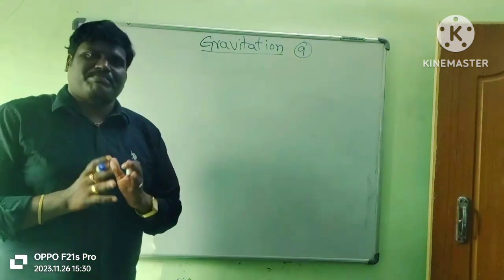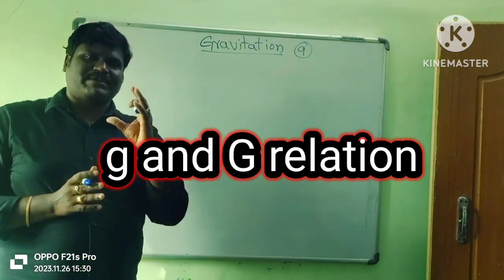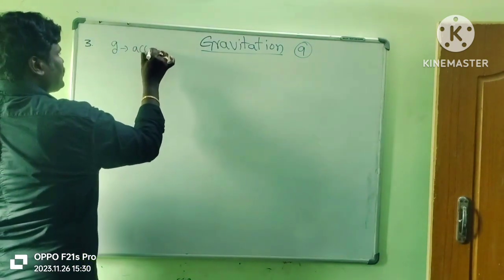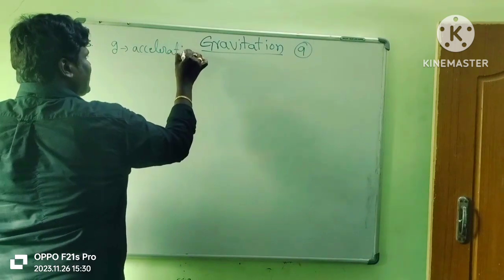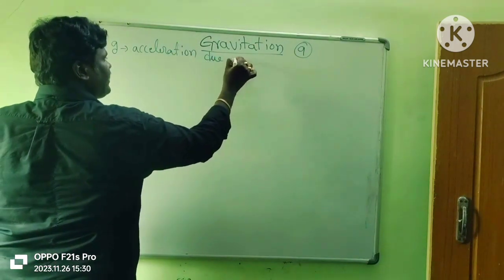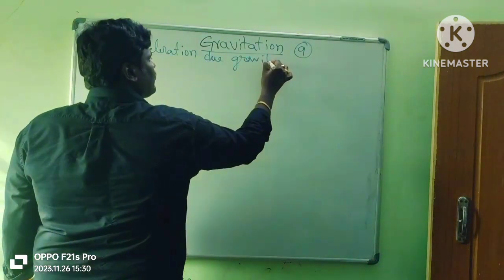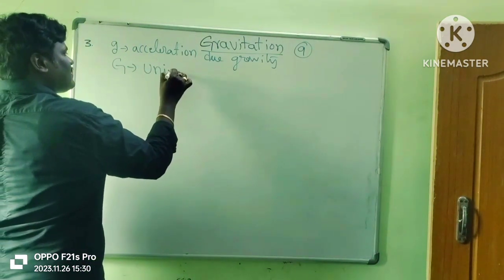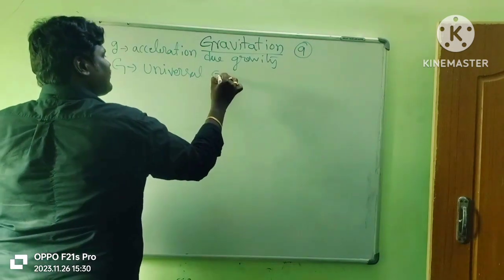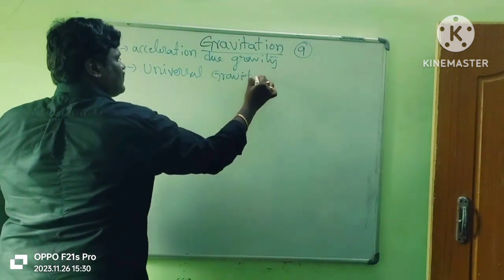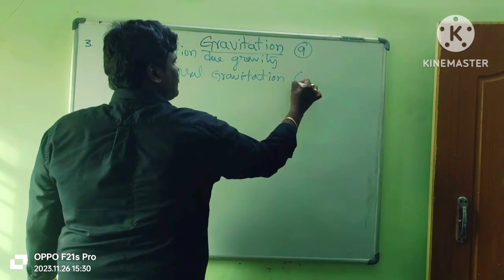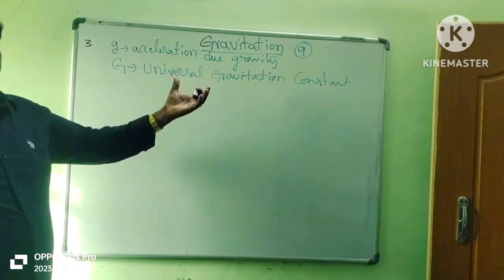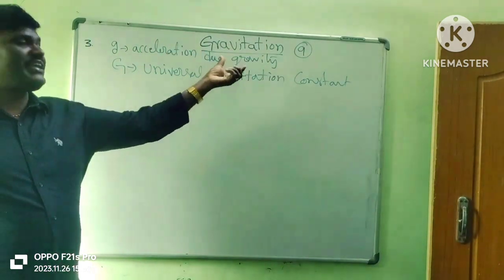What is the relationship between small g and capital G? Here small g means acceleration due to gravity, and capital G is nothing but the universal gravitation constant. So what is the relation between the acceleration due to gravity and the universal gravitational constant?